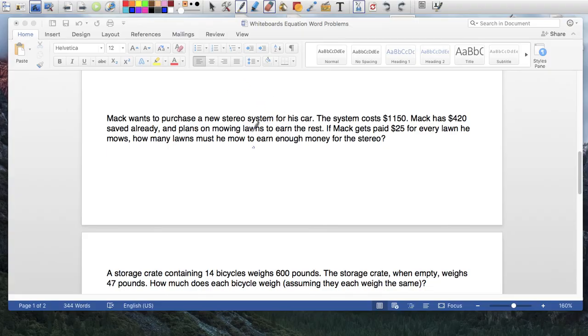Mac wants to purchase a new stereo and wants to buy music for his car, right? The system, so the music, I don't know how to draw this, the music, cassette tape for the car, okay? This is $1,150. Wow. And he's saving money to buy this, and he has $420 saved. Okay. And then he gets paid $25 for every lawn that he mows. Okay. So lawn, mowing lawn.